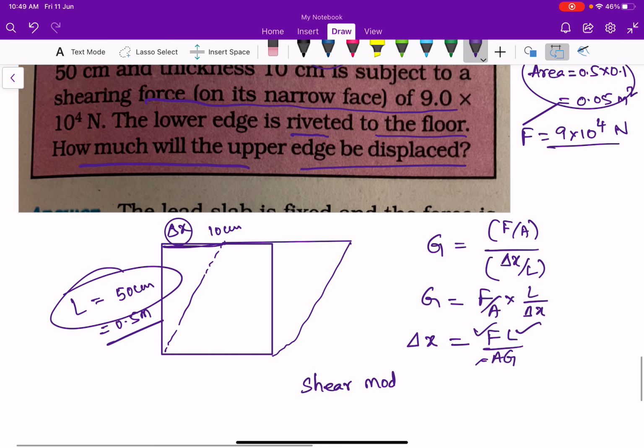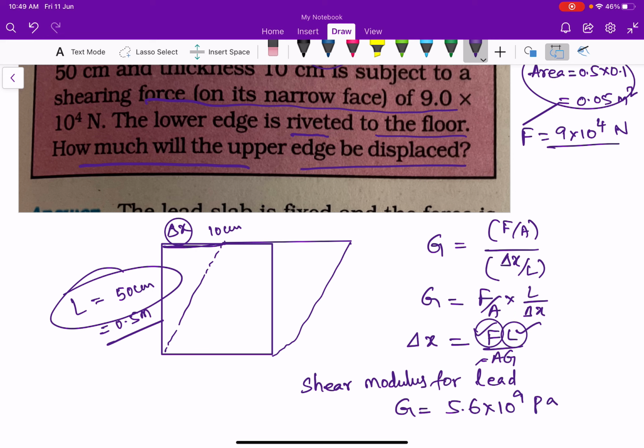Shear modulus for lead, G value is equal to 5.6 into 10 to the power of 9 pascals. So F is known, L is known, area is known, G value is known. By substituting all the values, you will get the answer for delta x.